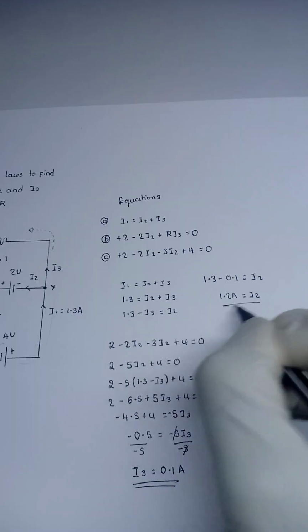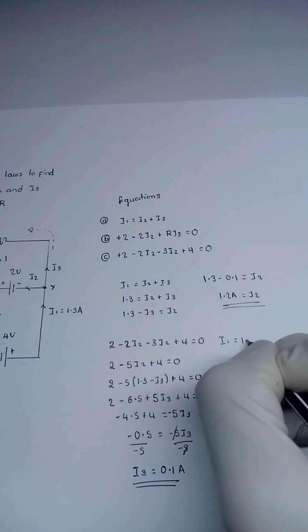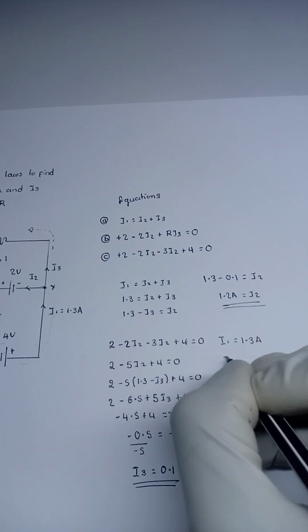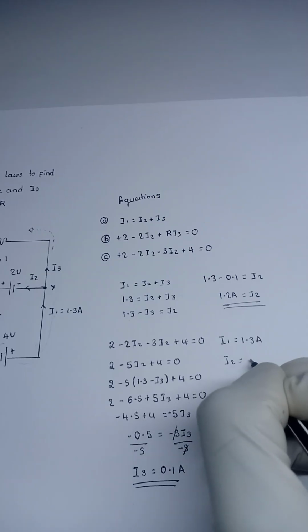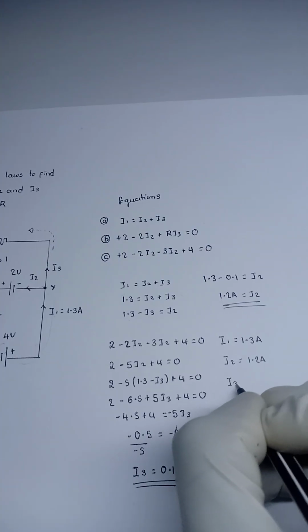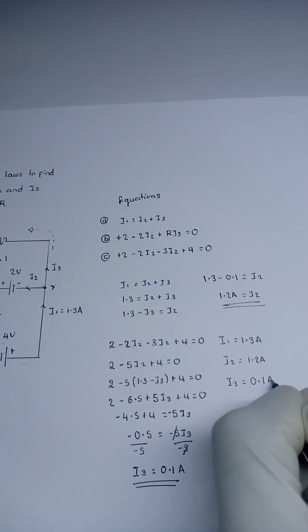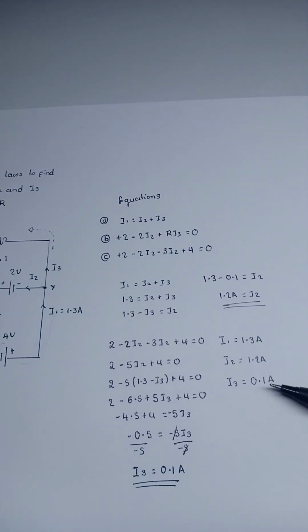So now you finally have all three currents. I1 was given beforehand in the question, that's 1.3 amps. Your I2 you found is 1.2 amps, and finally your I3 you found is 0.1 amps. And if you add I3 plus I2, it should give you 1.3, because the current entering a circuit is always equal to the current leaving it. So those are your currents.